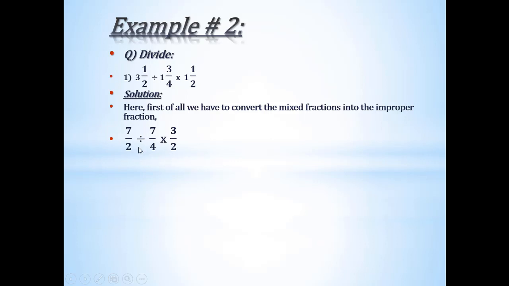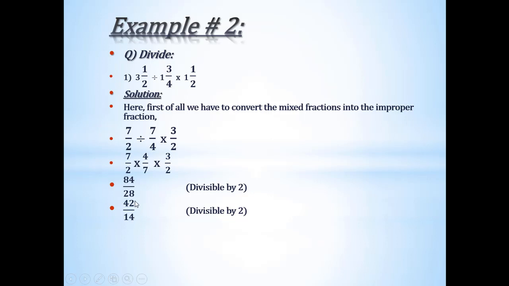Okay, secondly, we have to convert this division sign into the multiplication sign, and when we convert it, the value 7 over 4 will become 4 over 7. Okay, now if you multiply 7 times 4 times 3, we will get 84, and 2 times 7 times 2 we will get 28, and 84 and 28 come in the table of 2. So when we divide these two values, we will get the answer 42 divided by 14.